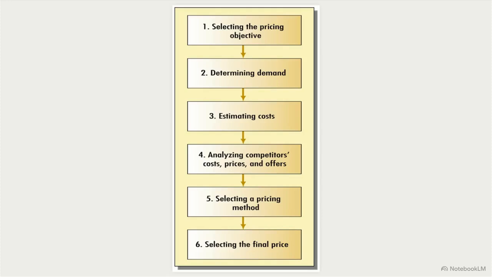To manage this, companies use a systematic six-step framework, moving from a broad objective to a final price. Step 1 is selecting the pricing objective. A business decides if it's chasing market share, skimming high-end buyers, or surviving a downturn.